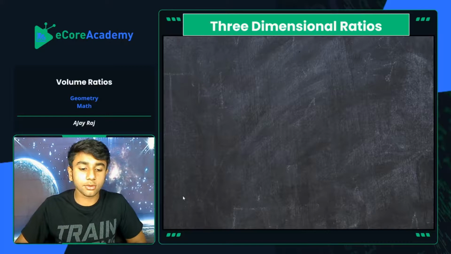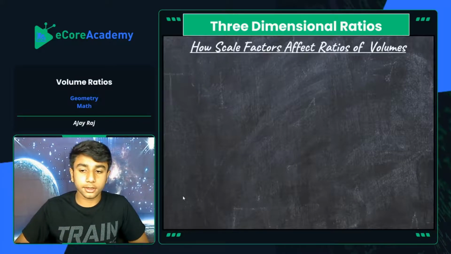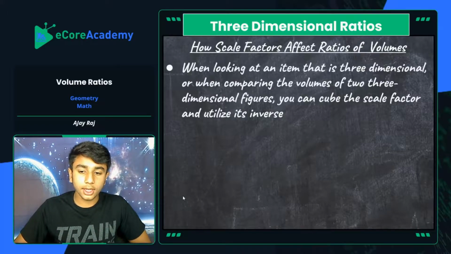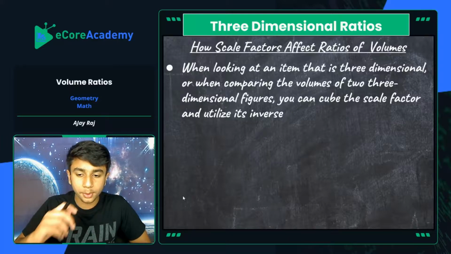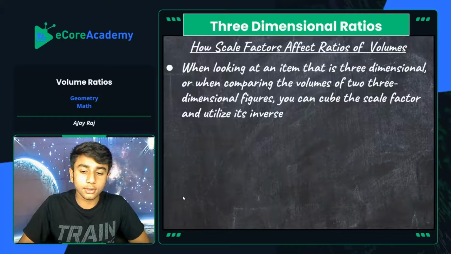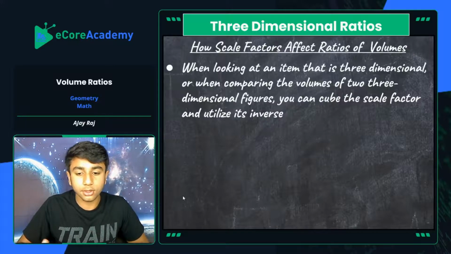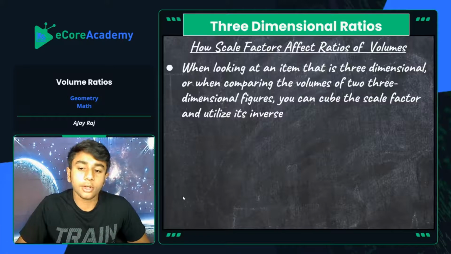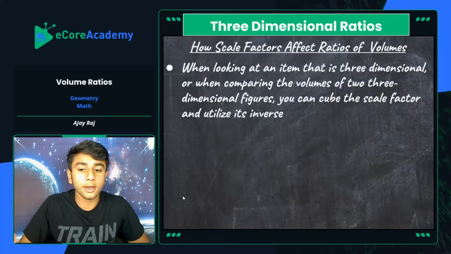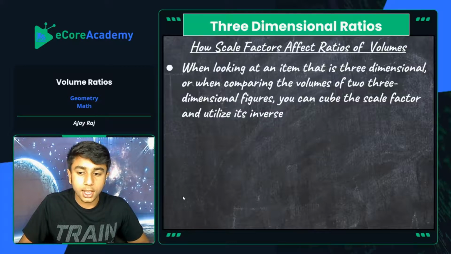And now let's look at three-dimensional ratios: how scale factors affect ratios of volumes. When looking at an item that is three-dimensional, or when comparing the volumes of two three-dimensional figures, you can cube the scale factor and utilize its inverse. So same exact thing that we're doing with area ratios and, like I said, two-dimensional ratios. We're going to look at 3D ratios, and the 3D ratio property is of course your volume. That's the only new concept that you're going to come across. That's what creates 3D objects. And you can use a scale factor and utilize its inverse as well.